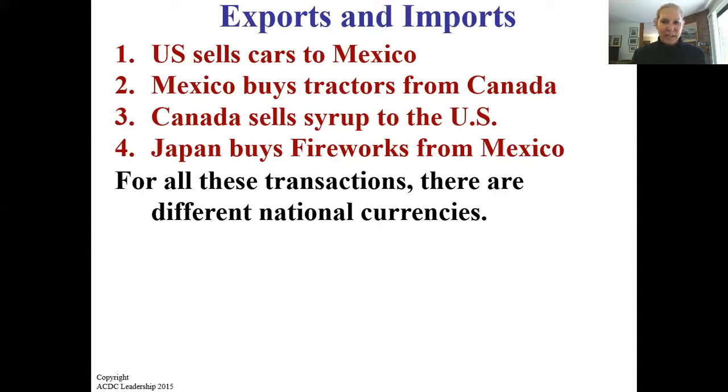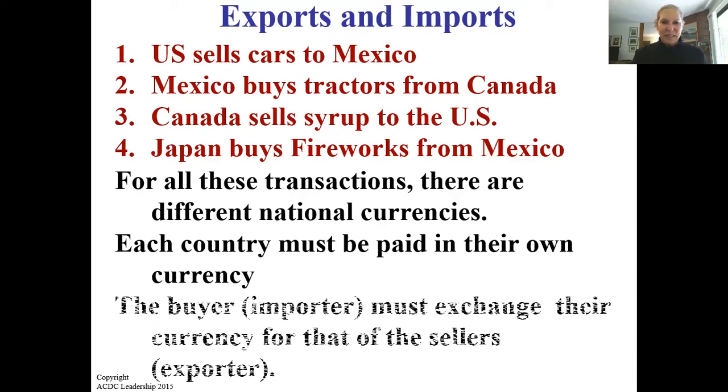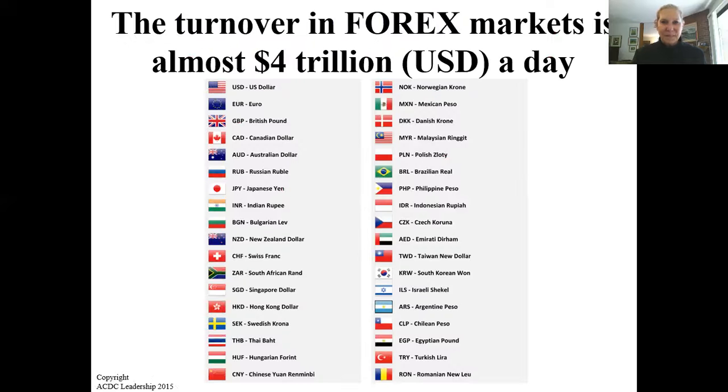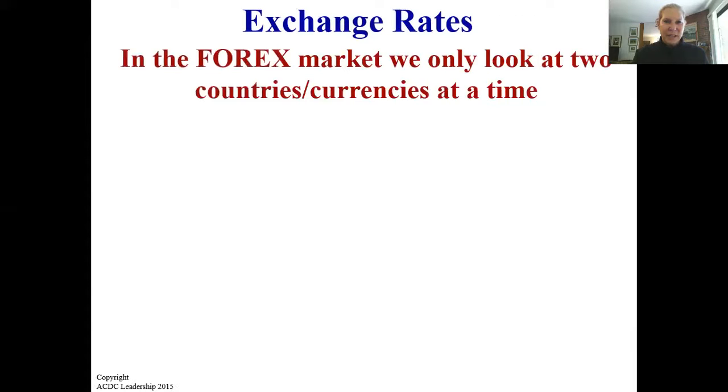For all these transactions, there are different national currencies. Each country must be paid in their own currency. The buyer, the importer, must exchange their currency for that of the seller, the exporter. So the turnover is $4 billion US dollars a day. It's a lot of trading activity going on.